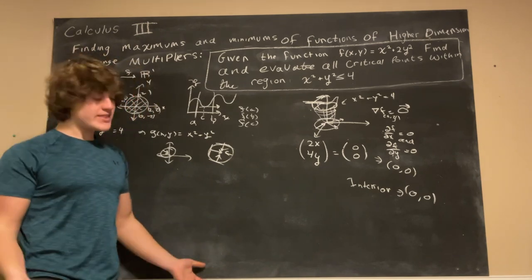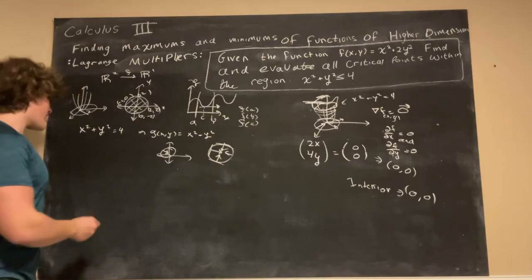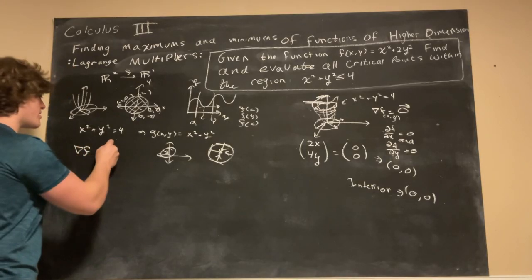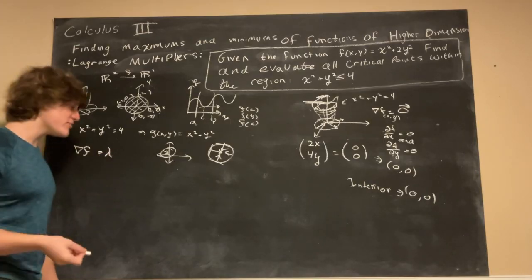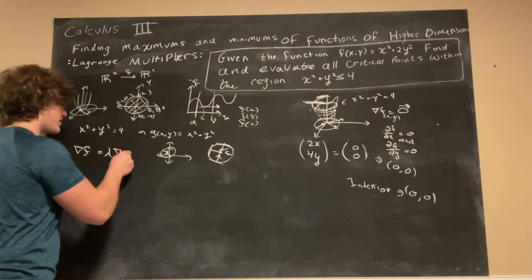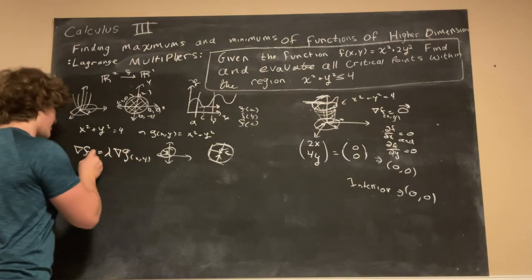So how do we say that things are in the same direction? Well, we say that they are parallel, which means that the gradient of f is equal to a constant, which we will call lambda, which is our Lagrange multiplier, times our gradient of g. This is of x and y, and this is of x and y.